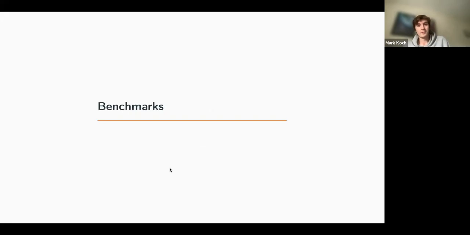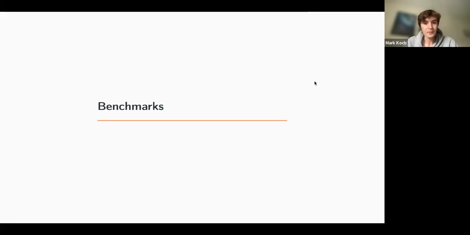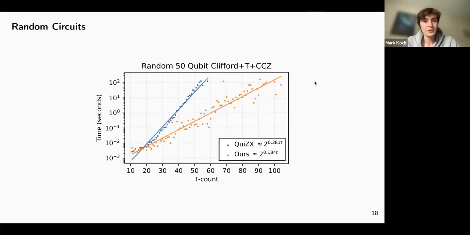Okay, that was roughly how our approach works. Now I can show you some benchmarks. First, we started by running our approach on random 50-qubit Clifford+T plus CZZ circuits. Again, comparing our method against QuiZX. You can see QuiZX in blue and our implementation in orange here.